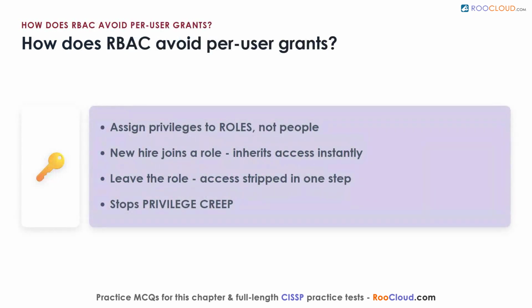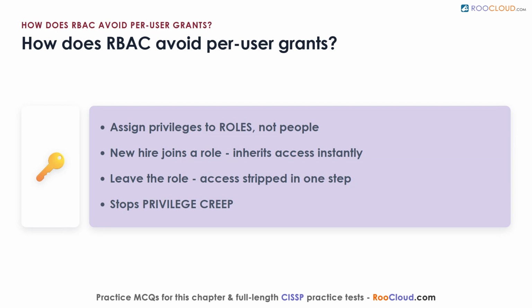Now the role-based model. How does role-based access control avoid the mess of per-user grants? By assigning privileges to roles instead of people. You define a role by job function, attach the right privileges once, then drop user accounts into it.